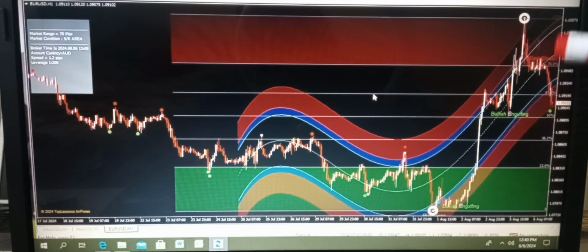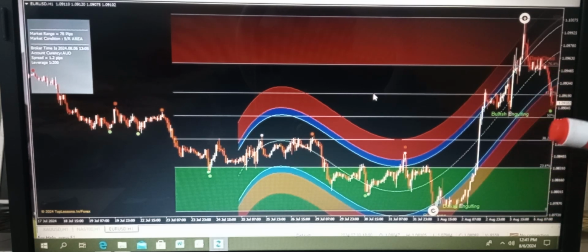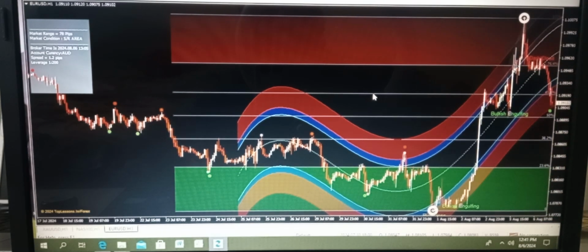On the right-hand side of your screen, you will see percentages going up. It starts from 0% and then goes to 23%, 38%, 50%, 61%, 76%, and 100%. Those who are familiar with the Fibonacci will know what to do with these levels. This is another indicator that comes with the N5 chart hacker, just to make work even easier.